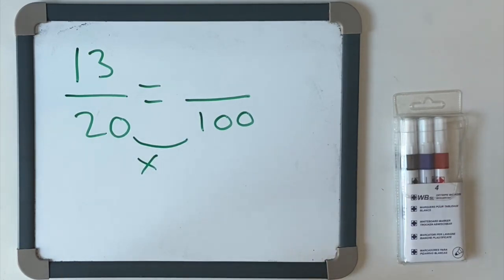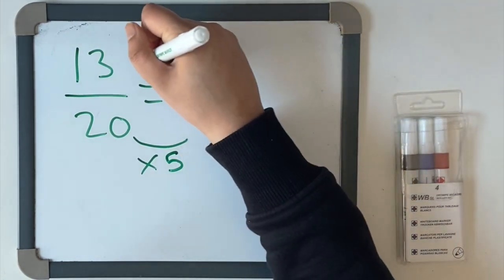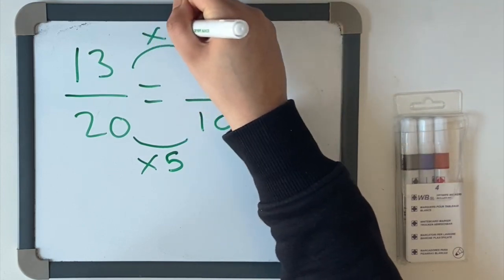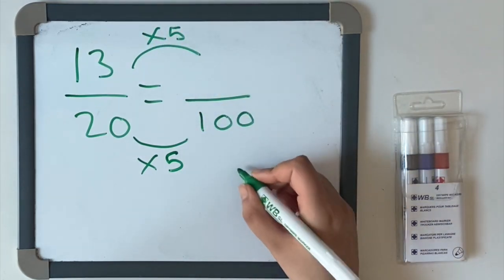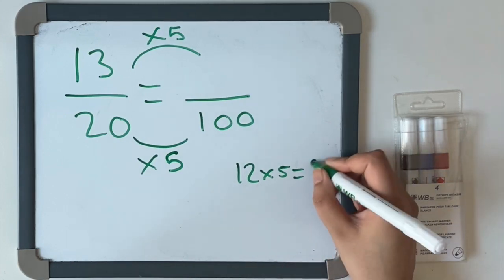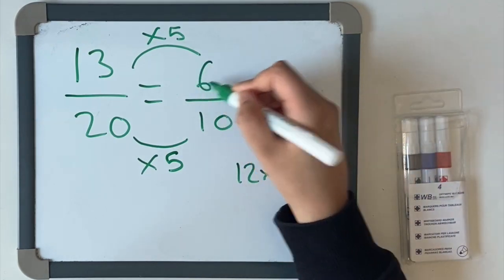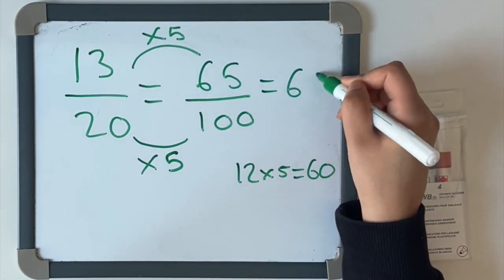Let's do it together. 20, 40, 60, 80, 100. So it goes into it 5 times. What you do to the bottom, you must do to the top. 13 times 5. Well, we know 12 times 5. Let's take a shortcut. We know 12 times 5 equals 60. So 13 times 5 equals 65. So the answer is 65%.